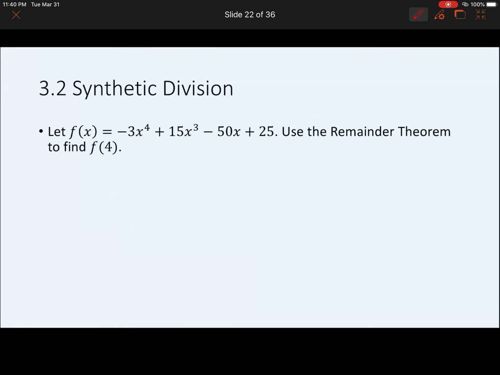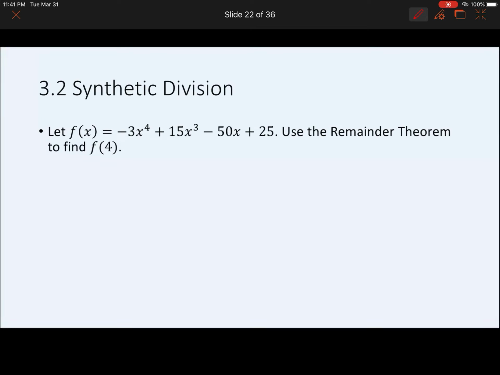So based on this theorem, if we take negative 2 and we put it into this function, negative 10 is what we're going to get. That remainder will always be the number you get when you evaluate the function with this number that you divided by put into the function.